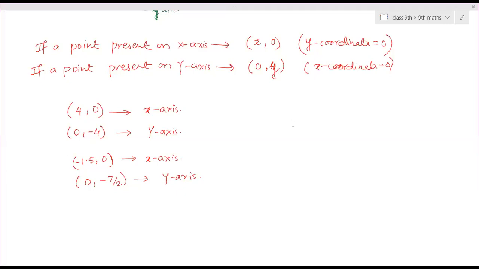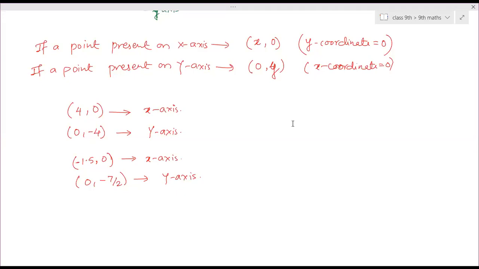Any problem in coordinate geometry part? Any doubts you have? Yes, Trishila?